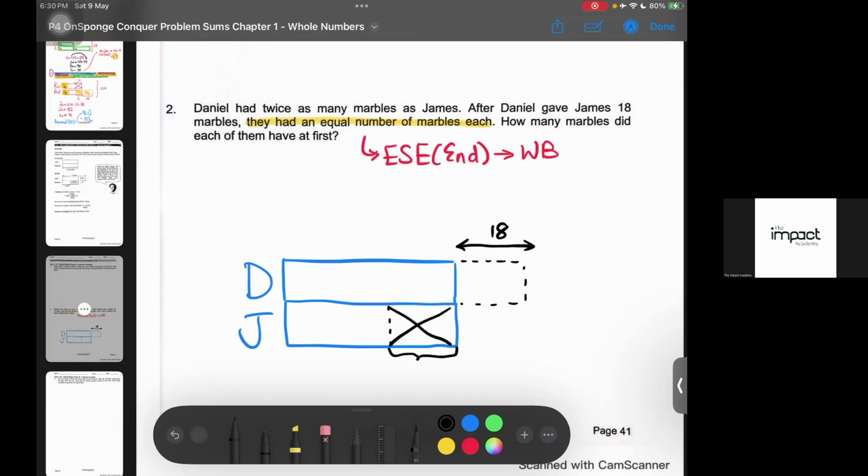Remember, we have to work backwards, right? Who gave to who at first? Daniel gave to James, right? Now we are trying to work backwards. Understand? So this is 18. Is that okay? That means then James doesn't even have this at the very beginning. Make sense or don't make sense?